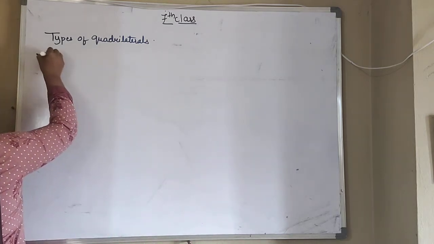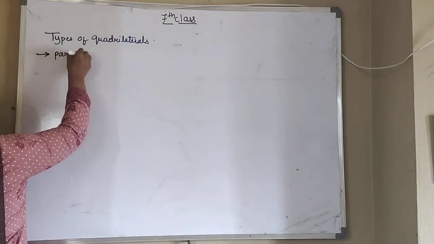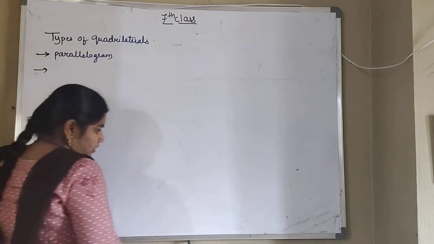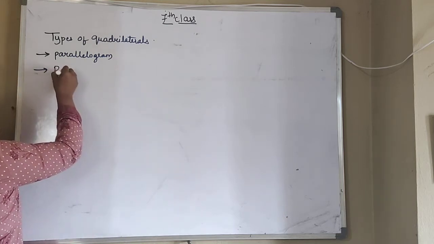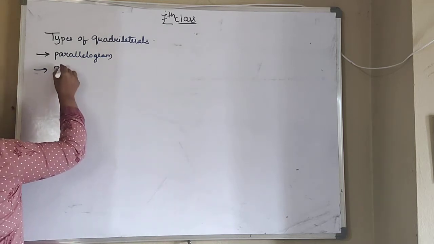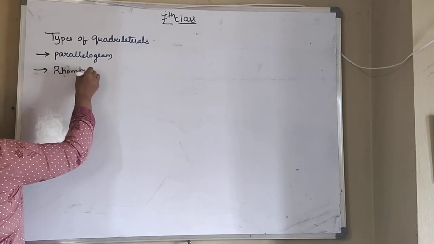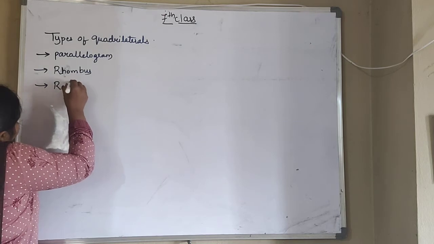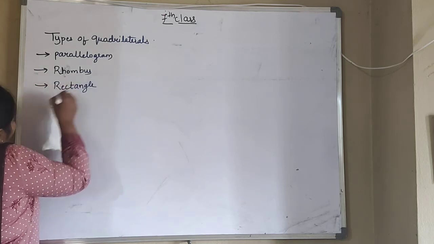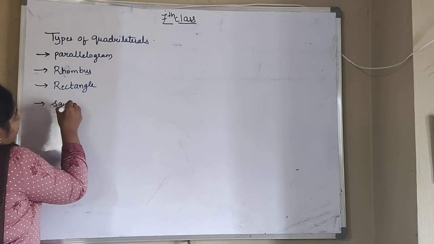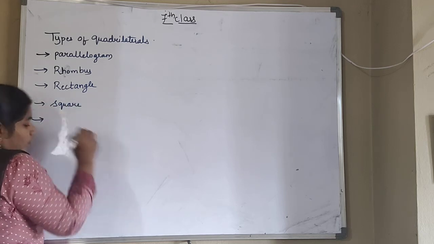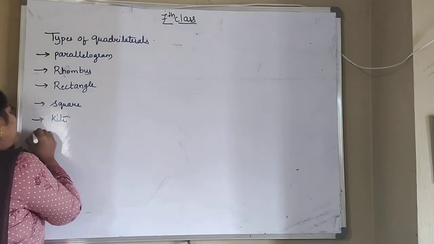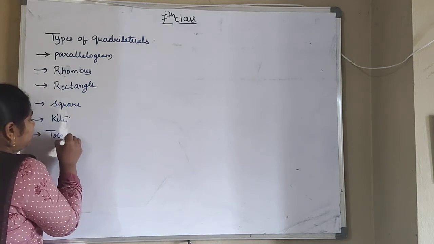First one is parallelogram. Second one is rhombus. Third one is rectangle. Fourth one is square. Fifth one is kite, and last one is trapezium.